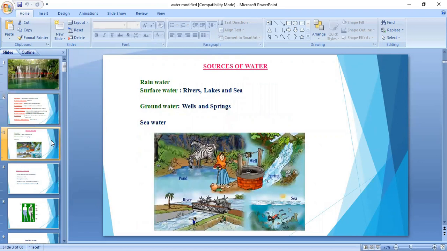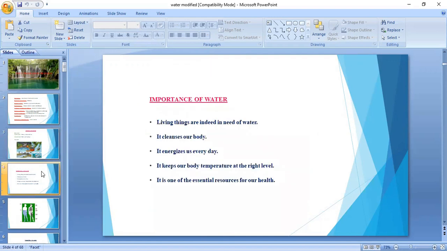Okay, so what are the sources of water here? Sources of water mainly come from rainwater. This rainwater is again of two types: surface water and groundwater. Surface water is nothing but water present on the surface, for example rivers and lakes. Groundwater means wells and springs. So these are all the sources of water.